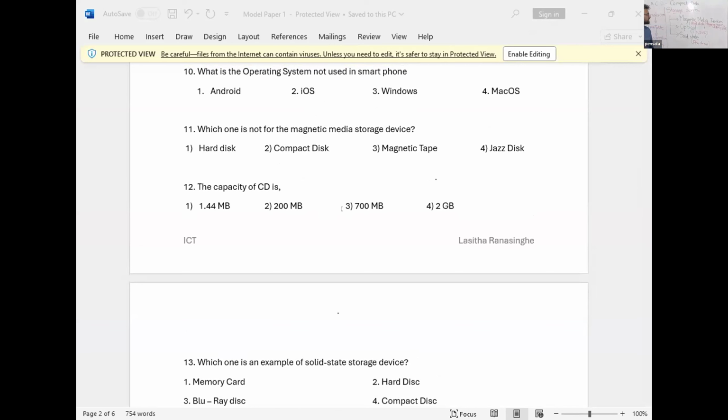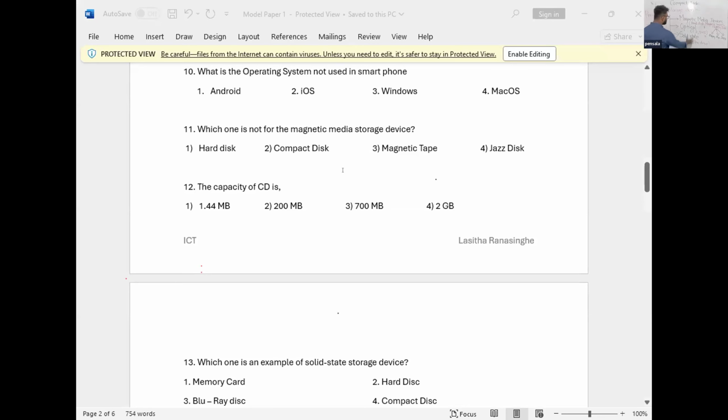So after that, magnetic tape is also a magnetic device, right? Under floppy disk, you should know that there is a floppy disk, zip disk and jazz disk, right? So these are called floppy disks. So what is the answer to this? Which one is not a magnetic media? Put your answer in the chat. Right. Compact disc is the answer.